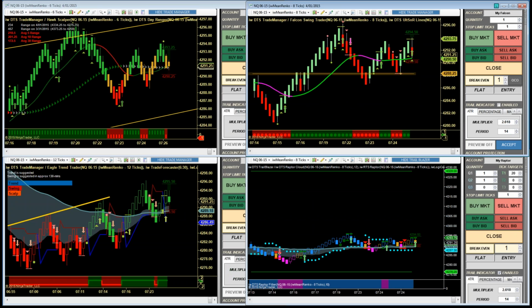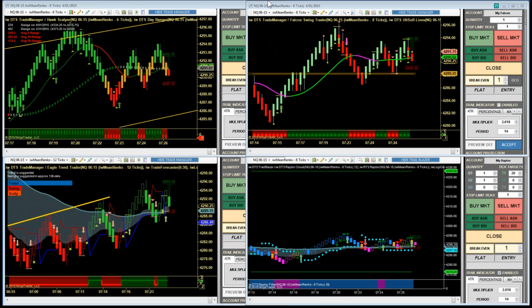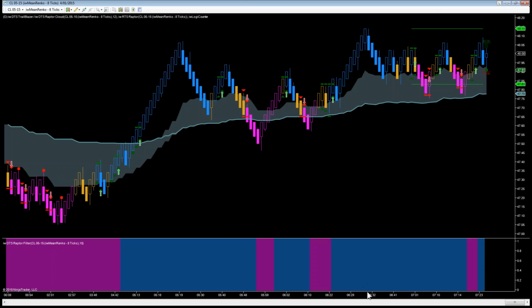All right, let's bring the Raptor over here for crude oil. And you can kind of see we got the same sort of mess going on here. Oh, and by the way, you can change these bar colors. Some people really don't like the pink and the blue. You can change the bar colors to whatever you want.